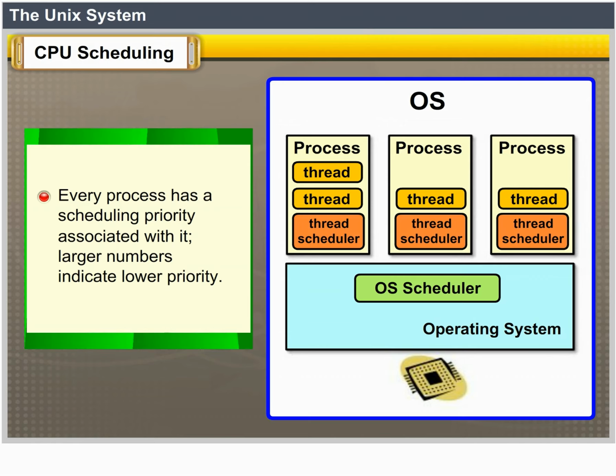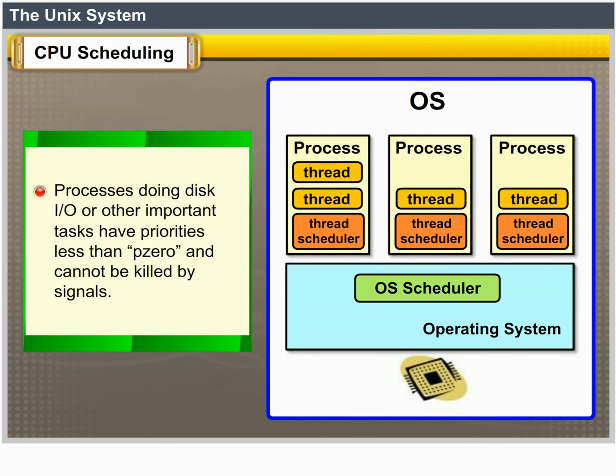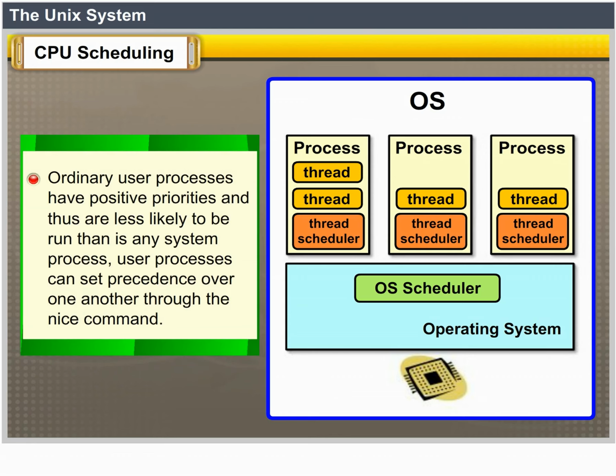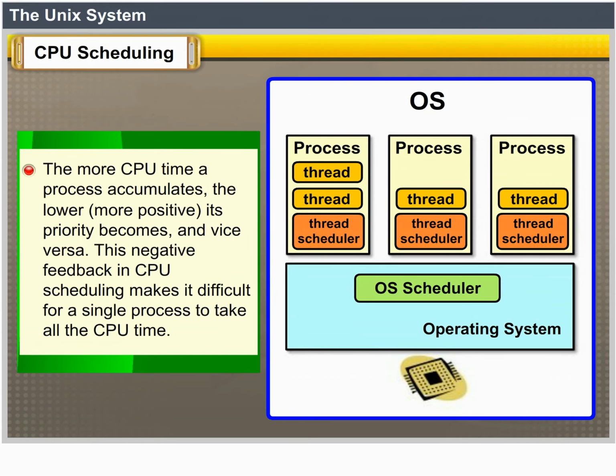Processes doing disk I/O or other important tasks have priorities less than P0 and cannot be killed by signals. Ordinary user processes have positive priorities and thus are less likely to be run than is any system process, although user processes can set precedence over one another through the nice command. The more CPU time a process accumulates, the lower, more positive, its priority becomes, and vice versa. This negative feedback in CPU scheduling makes it difficult for a single process to take all the CPU time.